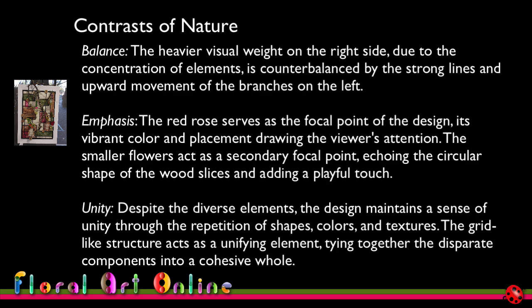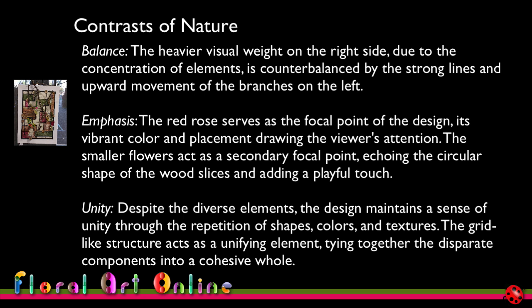Balance. The heavier visual weight on the right side due to the concentration of elements is counterbalanced by the strong lines and upward movement of the branches on the left. So that's an interesting comment, because in anything where you've got very strong geometric lines and a very regulated shape, and then you put a lot of visual weight on one side, it is very hard to balance it. But what it's saying here is that the strong lines and the upward movement of those branches that extend beyond the canvas are balancing it out visually for us.